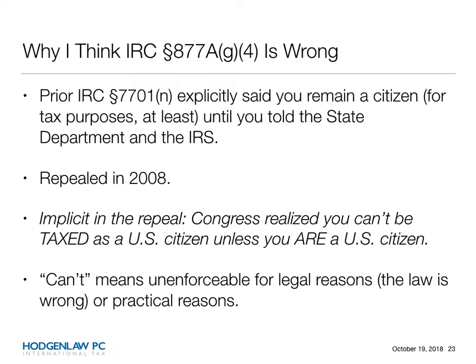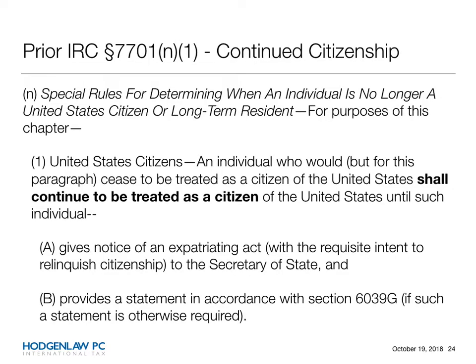So I think the law may be wrong there, or for practical reasons. I mean, think of this. Someone who expatriates in 1978 and they don't file the paperwork for 40 years. Is Canada going to enforce a tax liability and collect money for the IRS in such an ambiguous state of affairs? I kind of doubt it.